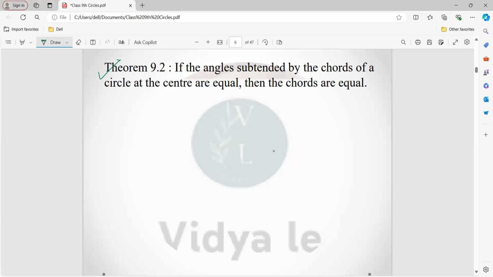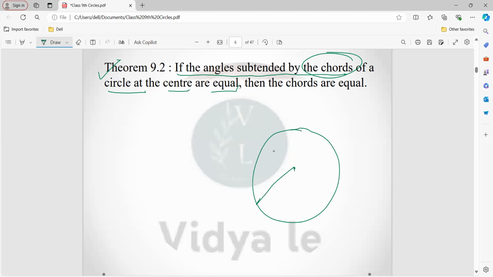The theorem says: if the angles subtended by the chords of a circle at the center are equal. Suppose I take a circle, and this is the center, and I take any two chords. Let me complete my figure. So this is the center, and this is chord AB and chord CD. If the angles subtended at the center are equal, that is, this part is equal to this, then we are given that angle AOB is equal to angle COD.